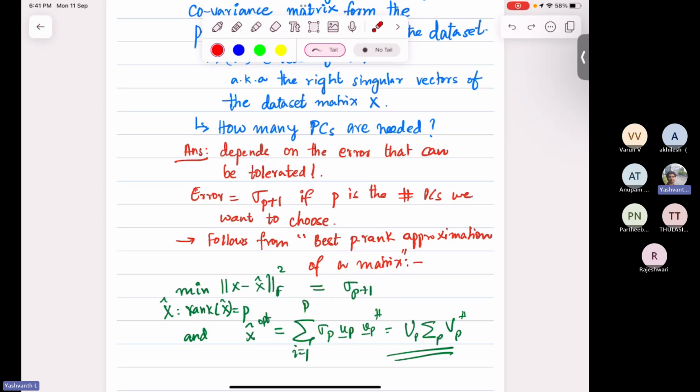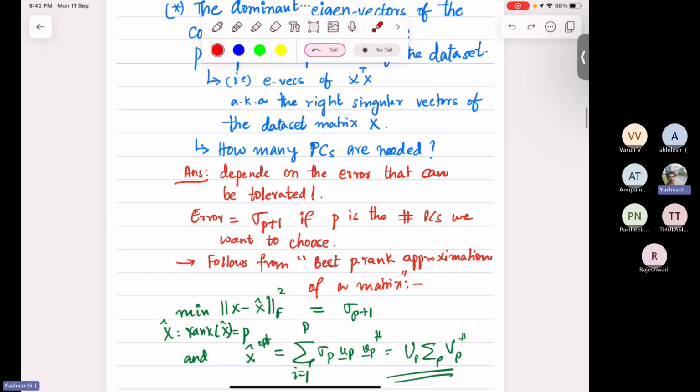I'm going to incur an error which is more than what I can tolerate, which means I need to take one more principal component. Then I need to check sigma p plus 2. If this happens to be less than what I can tolerate, then very good. That means the error that I will get by selecting p plus 1 principal components is less than what I can tolerate. So I'm okay with selecting p plus 1 principal components. So this is the way PCA is linked with SVD.